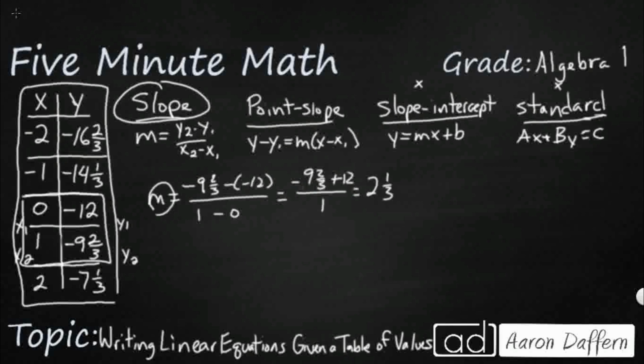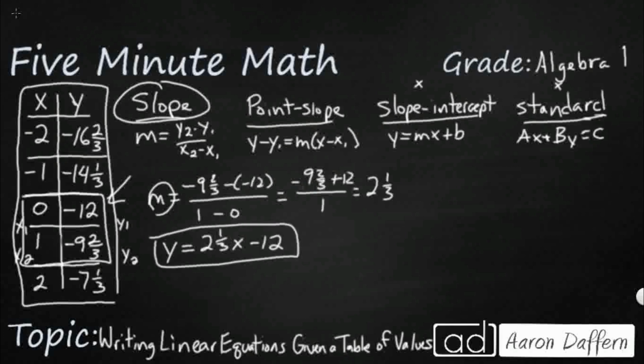So if I want to put it in slope-intercept form, I can do this. Y equals, here's my slope, 2 1/3 x. Now I need to find the y-intercept. But you know what? They've already given that to us right here. If x is 0, then our y-intercept is going to be -12. So sometimes check your table of values. Sometimes they're going to give you that y-intercept right there. So this is how we would write it in slope-intercept form.